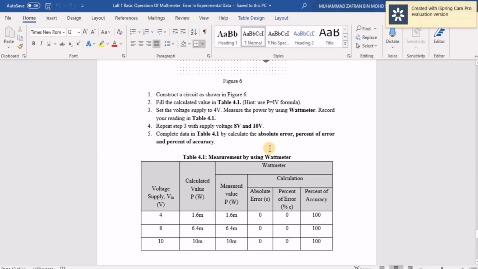So from this reading of the wattmeter, I can conclude that this wattmeter does not have an error. So we get the percent of accuracy, which is 100% for all of the 3 readings. That's all from me.